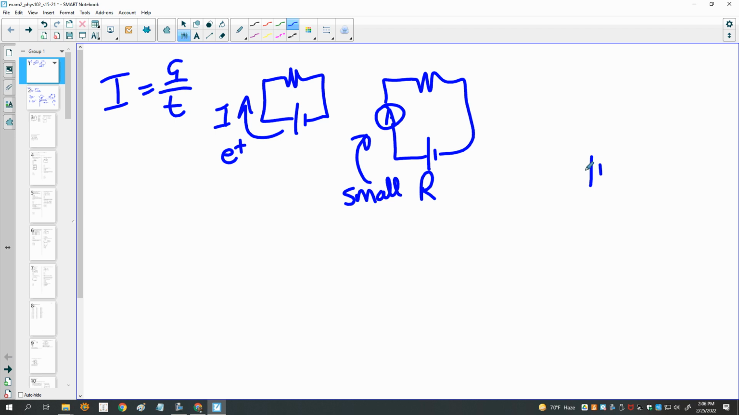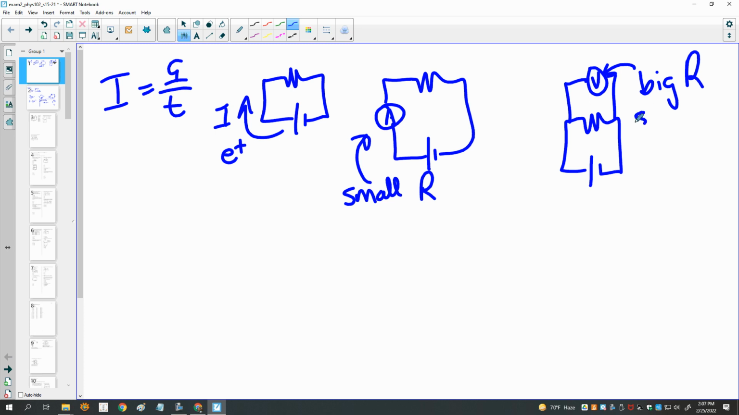And if I'm measuring a voltage, I hook up my voltmeter in parallel. So my voltmeter gets hooked up like that, and a voltmeter has a very big resistance. The reason it has a big resistance is because that gives it a very small change in potential.